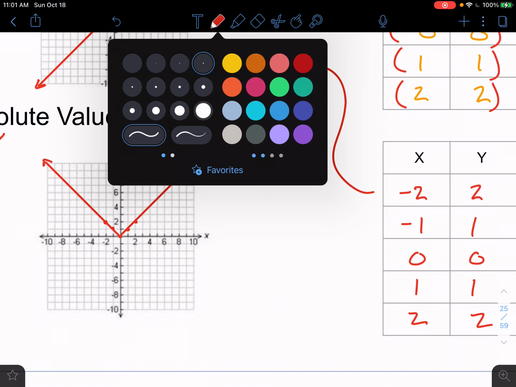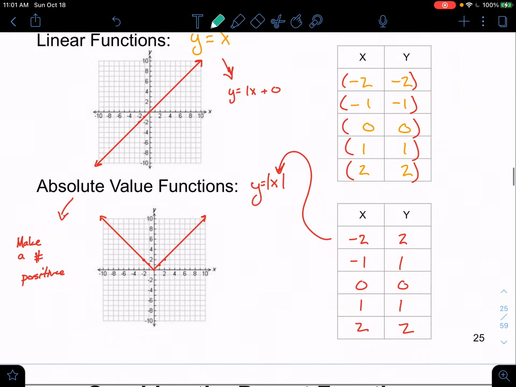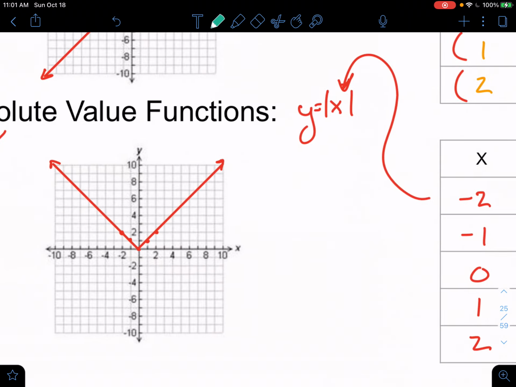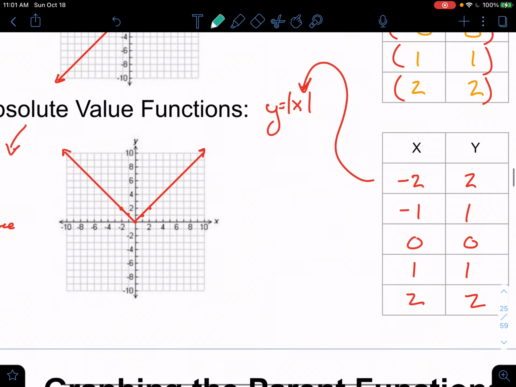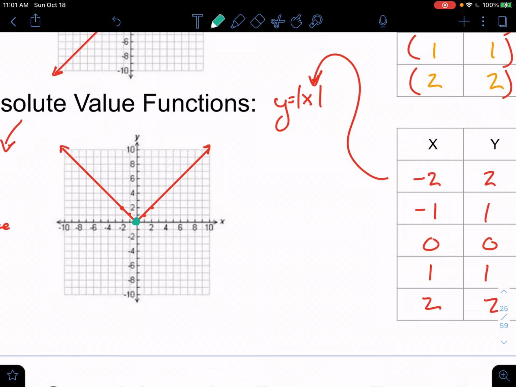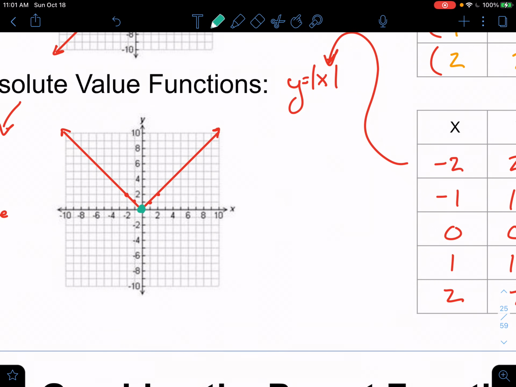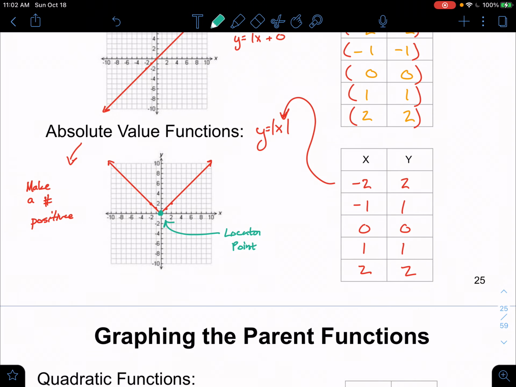Now, on all of our graphs today, excluding the linear one, which is just so basic that it's hard to wrap our brains around, with everything else we're going to be talking about today, there's going to be something that we call a locator point. And the locator point for this absolute value function is really located right there. It's where those two lines come to a point. What the locator point is going to do is be helpful to us in how we actually graph these functions.